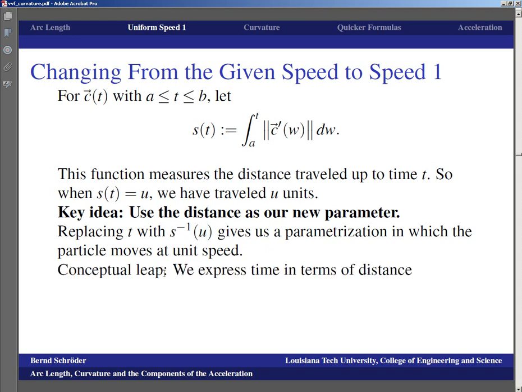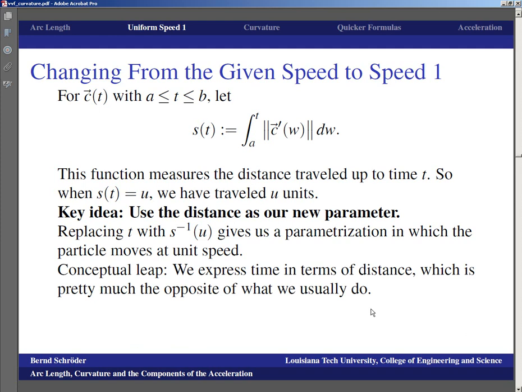Of course, the conceptual leap here is pretty big, because what we do is we express time in terms of distance, and that is exactly backwards, right? That is pretty much the opposite of what we typically do. We typically express position in terms of time. All of a sudden, we express time in terms of distance. We have just solved our equation, distance as a function of time, for time as a function of distance.